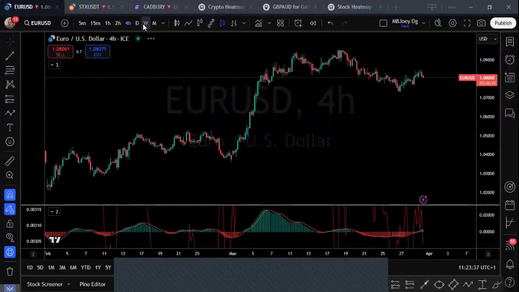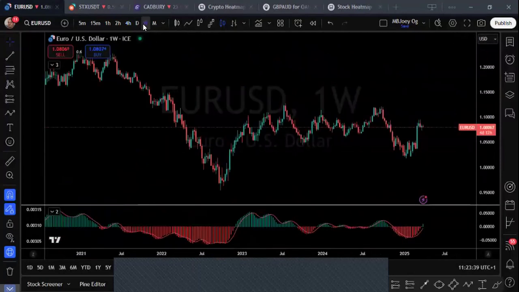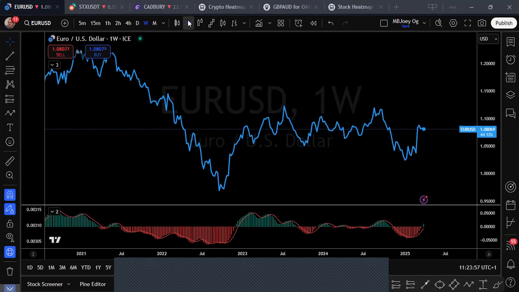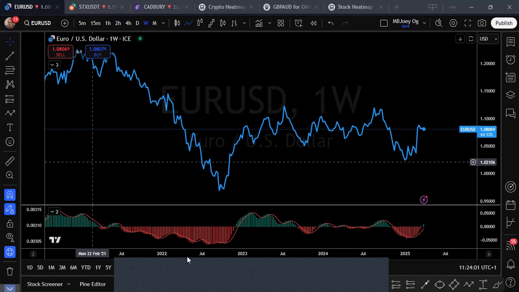Let's go to the higher time frame, which is weekly in this case. So what are we doing on weekly? What's the first thing we want to do? We want to create our support and resistance, right? Exactly. We want to identify our areas of support and resistance.